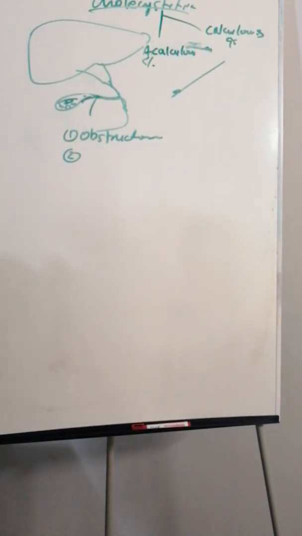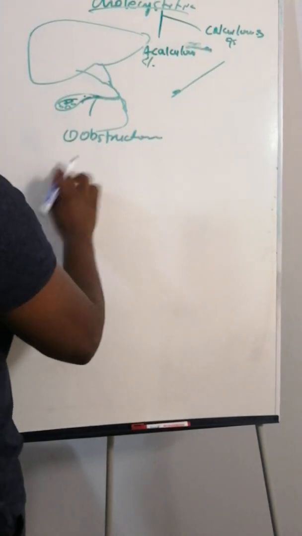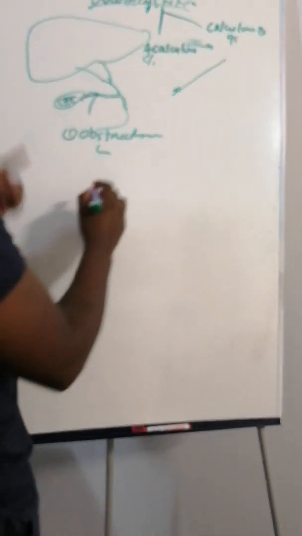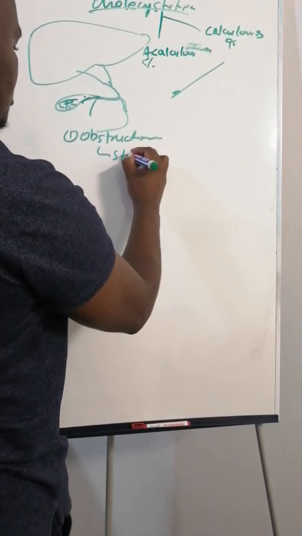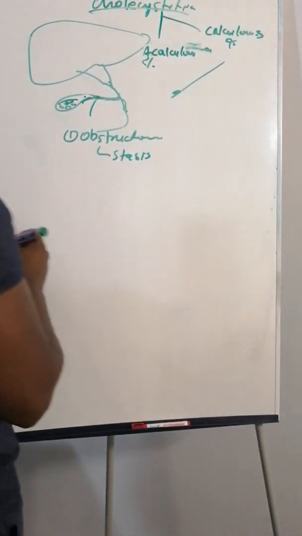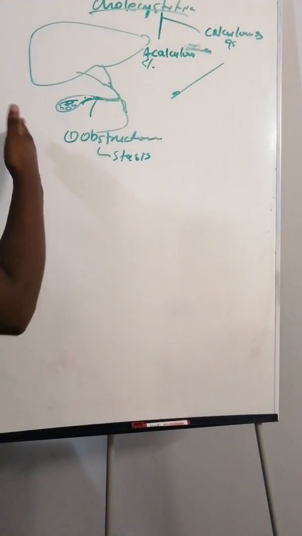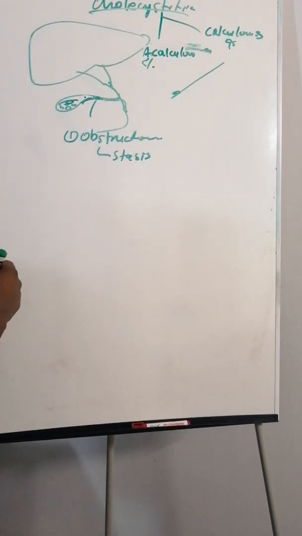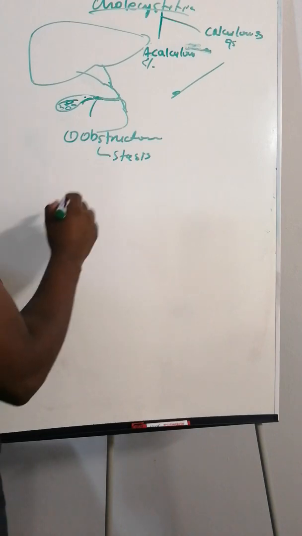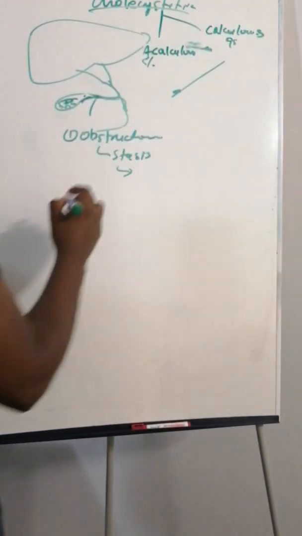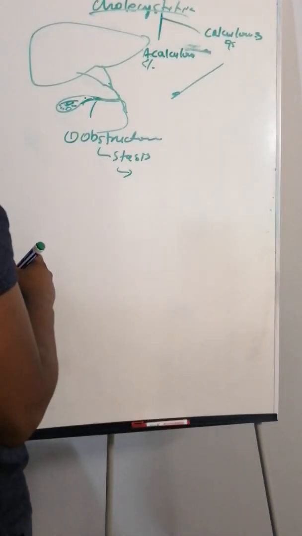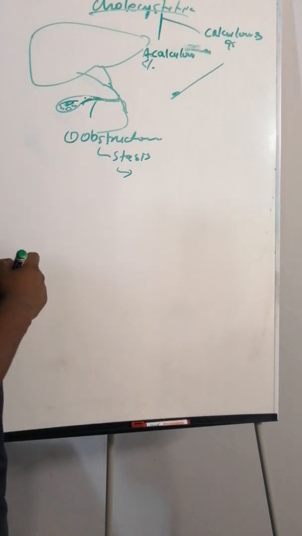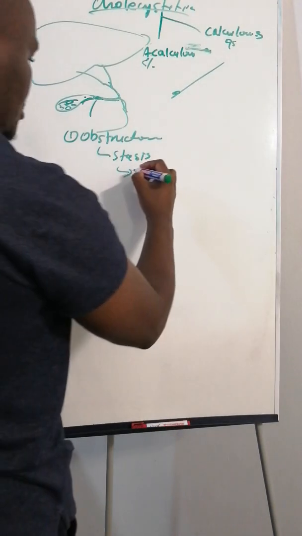So once you obstruct, the next thing that's going to happen, you will develop stasis. There won't be movement of the bile out of the gallbladder. So there will be stasis. And once you have stasis, what's going to happen is that inflammatory mediators will be activated.